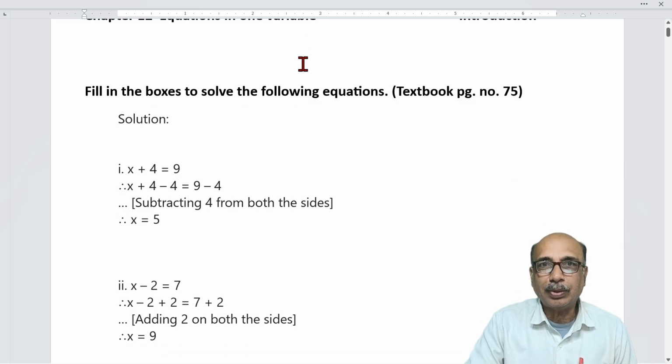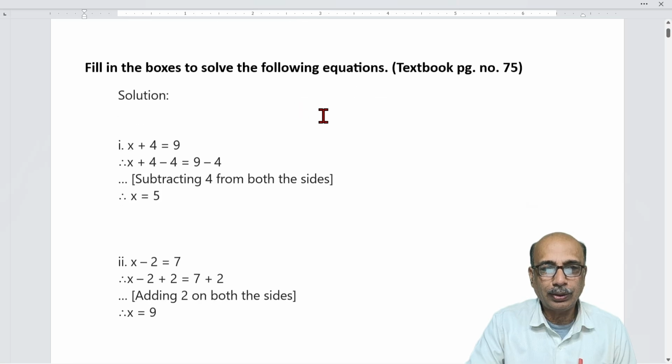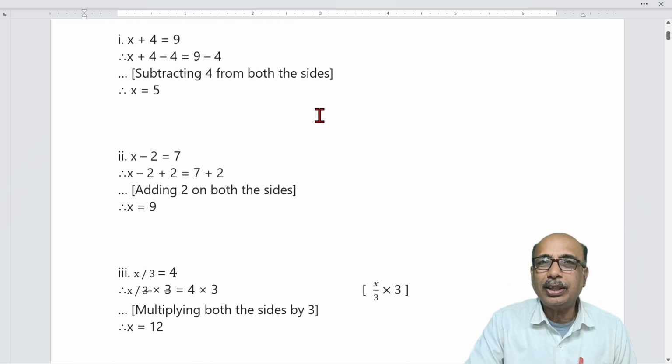Let us see here some examples. Fill in the boxes to solve the following equations. Here very simple equations are given. Equation with one variable means only one variable is there and other are constant terms. For example, in this example it is given x plus 4 equals 9, where x is the variable, and 4 and 9 are the constant terms.